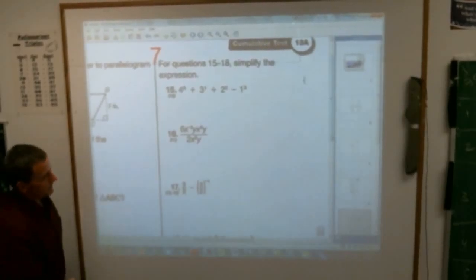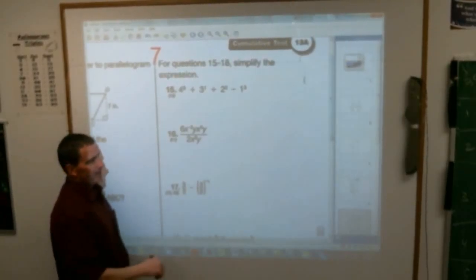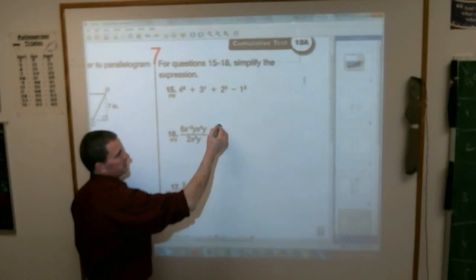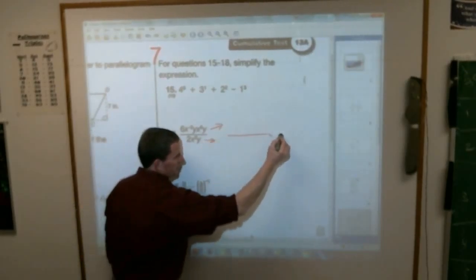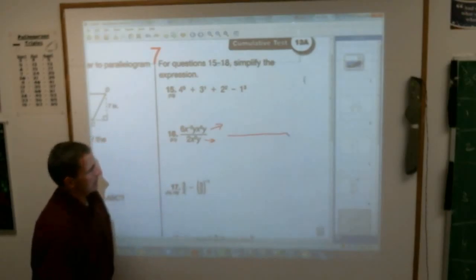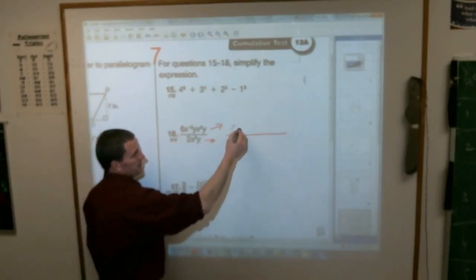If I were doing 16, there's a whole bunch of different ways to do it, but I would do this. I would simplify the top and simplify the bottom and then see what I could cross cancel or cross out. Okay, so I'm just going to rewrite the 6 up there.